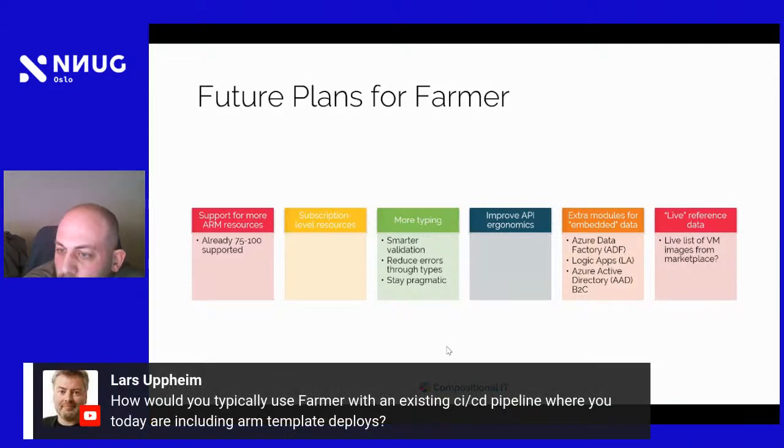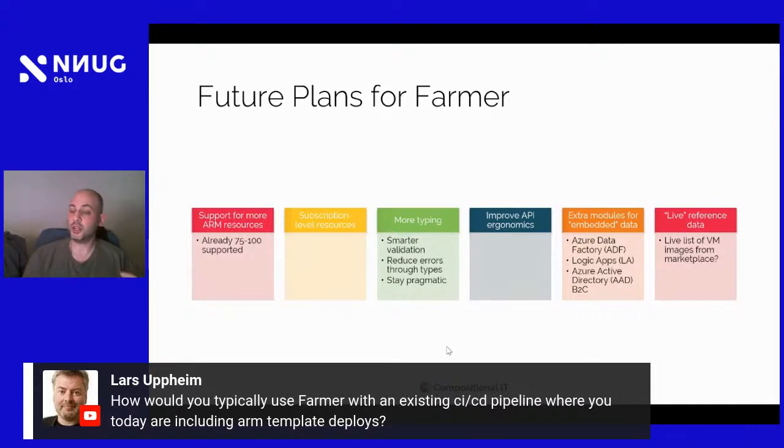Question then from Lars, how would you typically use Farmer with an existing CI/CD pipeline where you are today including ARM template deploys? So the only real difference would be that instead of source controlling your ARM template, you would source control your Farmer code. And then in your CI/CD, you build your Farmer project. That can actually just be a script in F#, which also supports that. And then you would emit the ARM template as part of that CI/CD process.